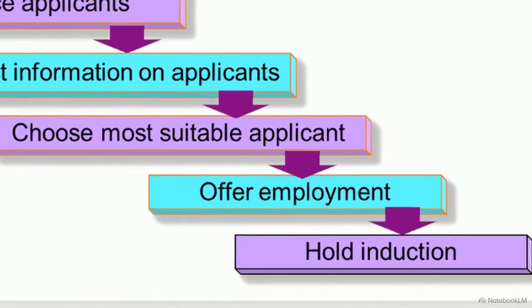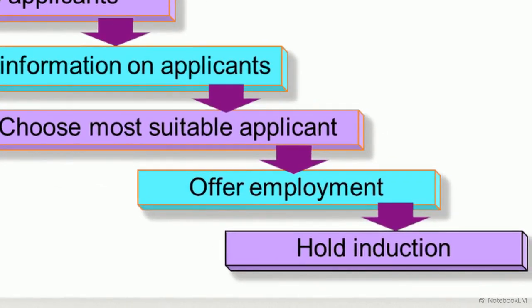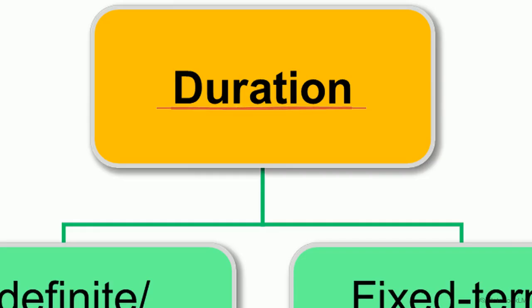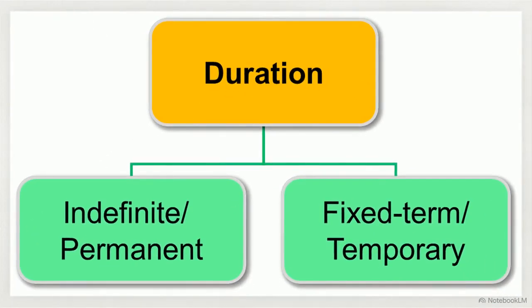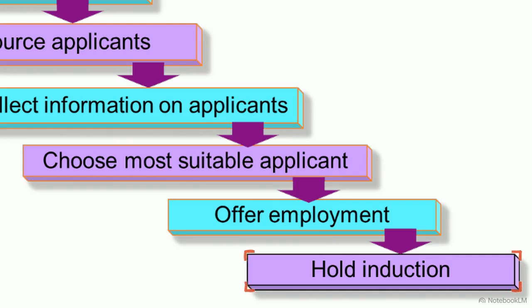This requires drafting a contract that explicitly outlines the terms and conditions and complies strictly with local labor laws. A crucial part of that contract is defining the duration of the role. As this chart outlines, you must clearly specify whether the offer is for an indefinite, permanent position or a fixed-term, temporary contract. Finally, we reach step 7, holding the induction.